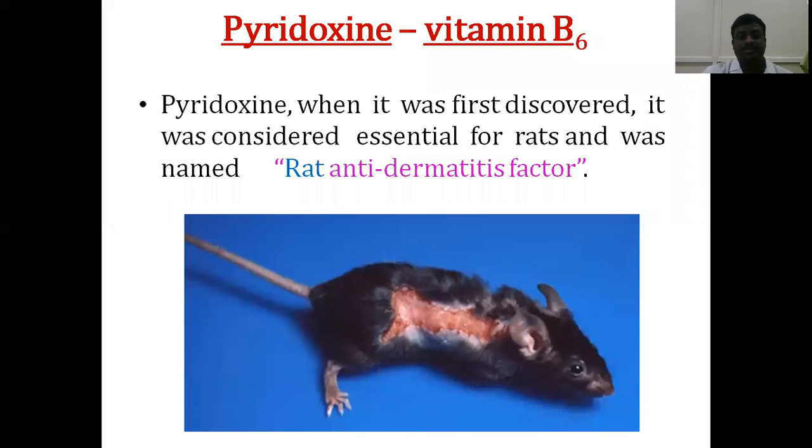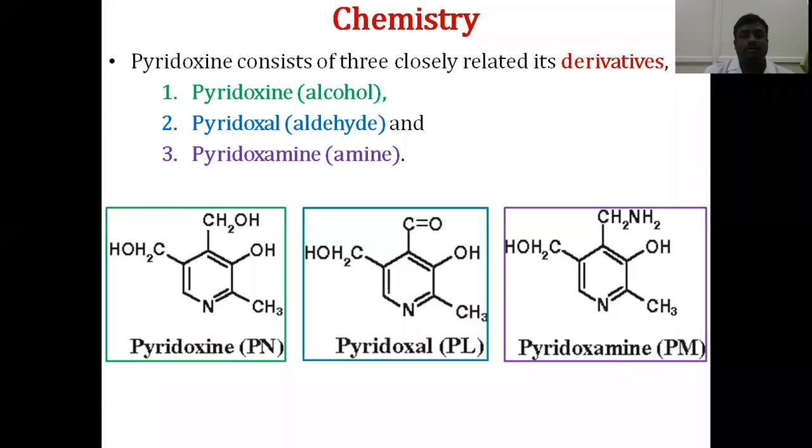So here you can remember this. What is the rat anti-dermatitis factor? You have to give that answer: vitamin B6, pyridoxine. Okay. So what is the chemistry of the pyridoxine vitamin? It is present as three derivatives: pyridoxine, pyridoxal, and pyridoxamine. Here in the structure, you can see the pyridoxine structure.